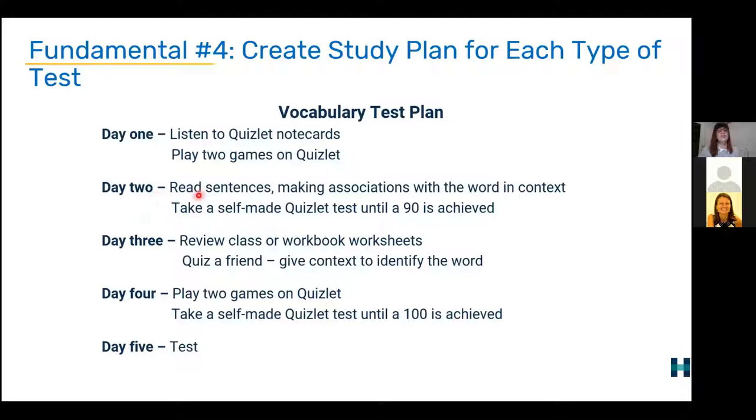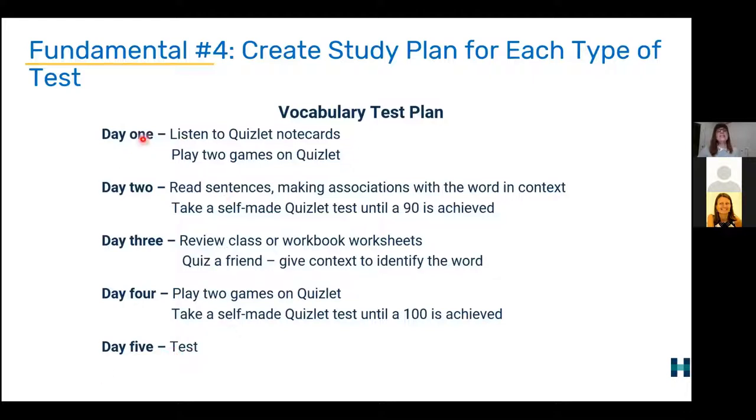On day two, read the sentences that were in the workbook with each vocabulary and made associations with the word in context. So she said, well, instead of reading the word, I'll read the definition so I can put the two together. And she would take a self-made test in Quizlet until she got a 90%. That's what she did for day two. When she was done, she was done. Day three, day four, and day five.